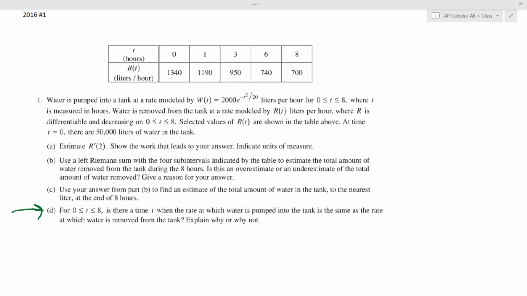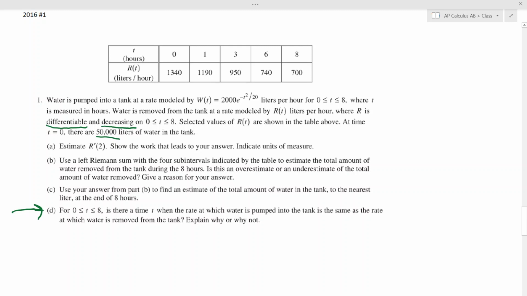Okay, so they do tell us water's pumped in at a rate W of t, and water's removed at a rate R of t. So it's the rate they're removing it, and the integral of that is the amount they've removed. R is differentiable and decreasing. That's alliteration, and it's important for us in this question, I imagine. Select values of R of t are shown. At t = 0, there are 50,000 liters in the tank.